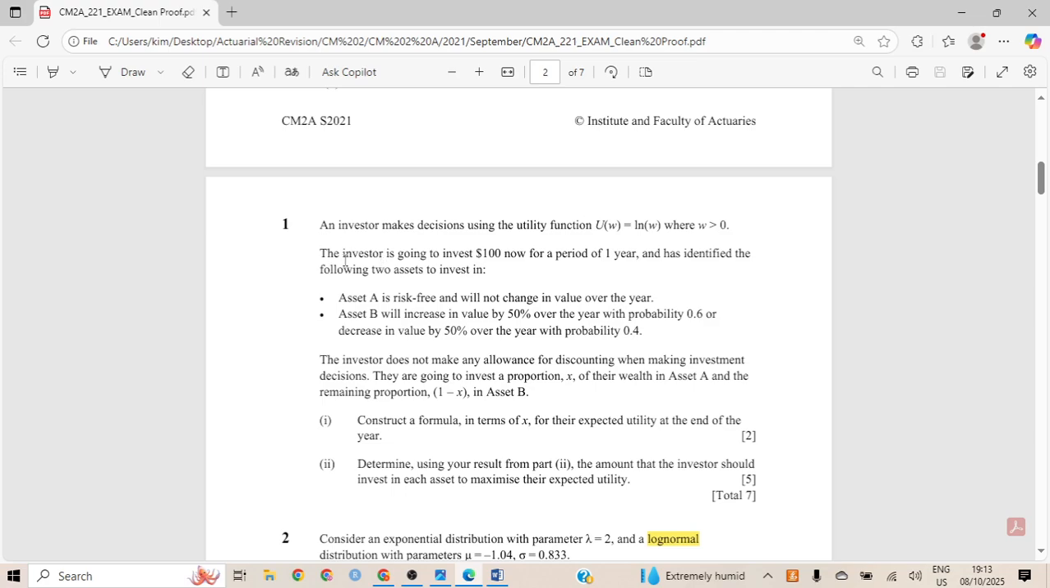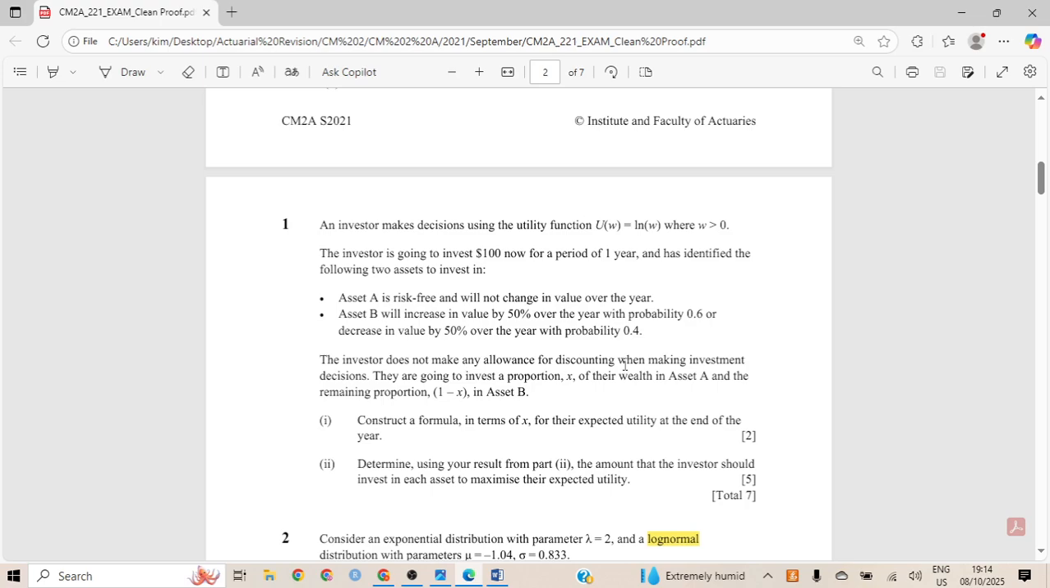Question 1. An investor makes decisions using the utility function, which is log of wealth. The investor is going to invest 100. So this is the initial wealth, which the investor is going to invest now for a period of 1 year and has identified the following two assets. Asset A is risk-free and will not change in value over the year. And then there's asset B, which will increase in value by 50% over the year with a probability of 0.6, or decrease in value by 50% over the year with a probability of 0.4.